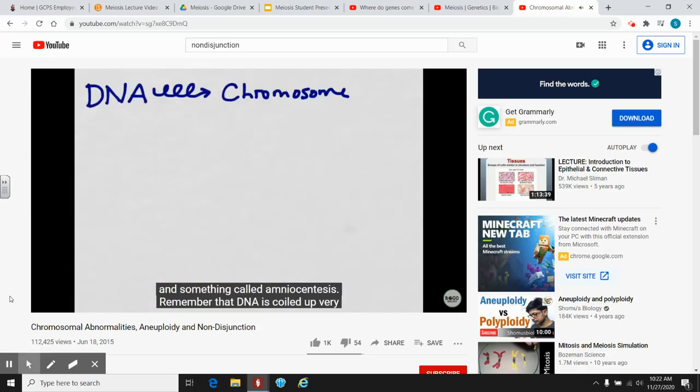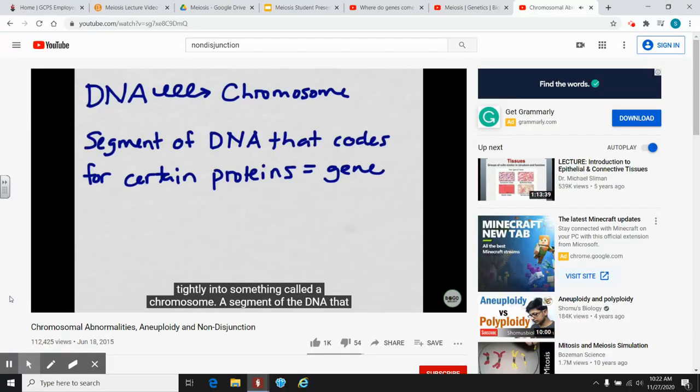Remember that DNA is coiled up very tightly into something called a chromosome. A segment of the DNA that codes for a specific group of proteins is called a gene. You have a lot of genes that all determine different traits that you have. So for instance, you have a certain number of genes that code for how tall you are, what color hair you have, or what color eyes you might have.